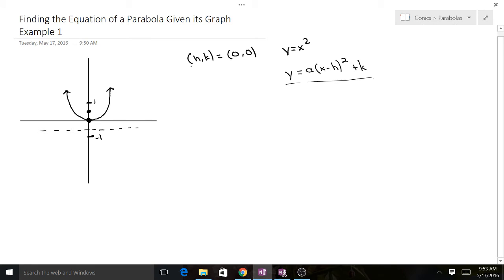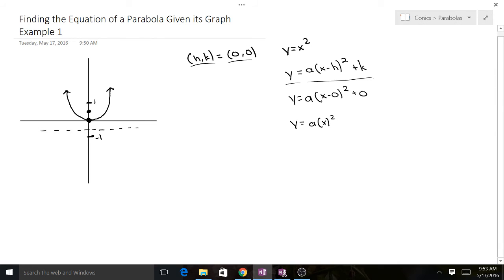And then, we already know h and k because it's at the origin. It's just 0, 0. So we can simplify this form to y equals a times (x minus 0) squared plus 0, and that simplifies to just y equals a times x squared. So just ax squared. Then how do we find a?